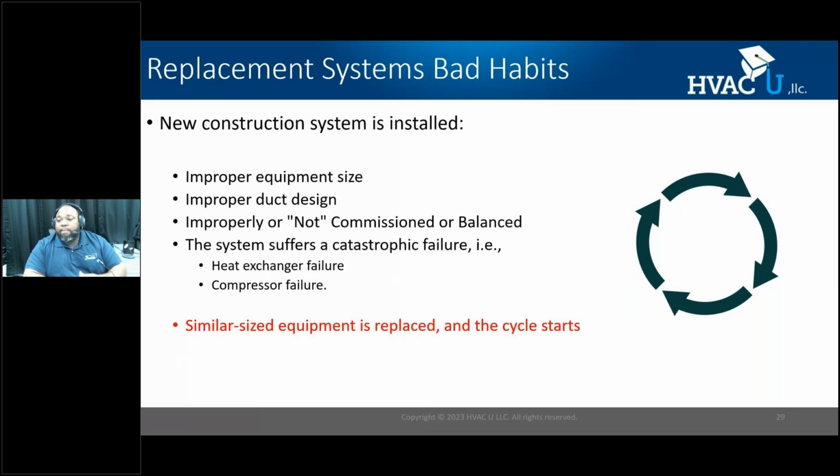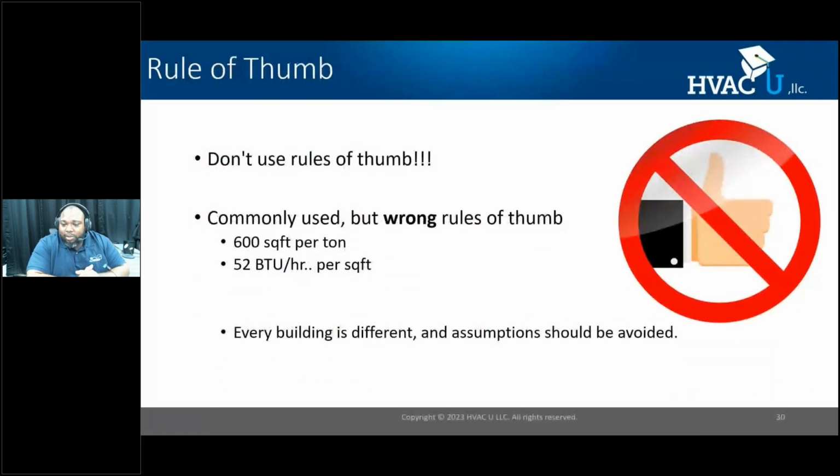And then with this improper system design, we probably replaced that equipment for a reason. Maybe that compressor failed on that air conditioner. Maybe that heat exchanger failed. In either case, it probably was due to improper load calc and duct design. So those are the fundamentals. All right. We replaced the equipment with a similar size, and we started that vicious cycle all over again. So that new family is going to suffer the same consequences. All right. So with that being said, what we know now is there are no rules of thumb.